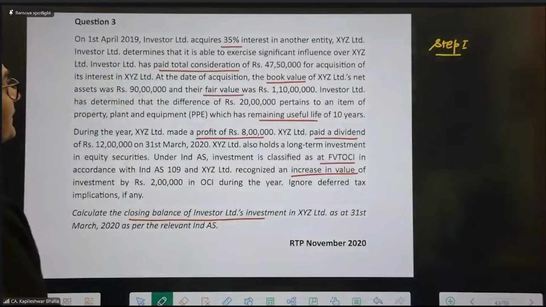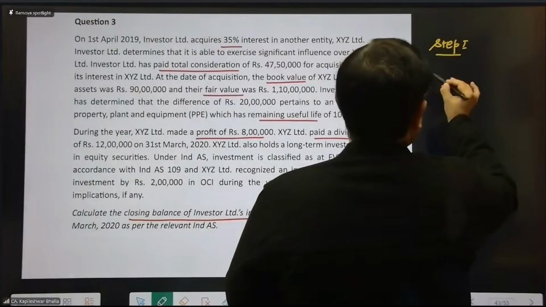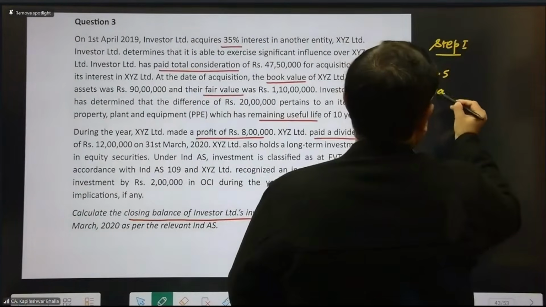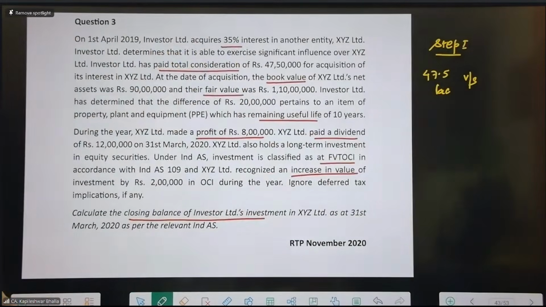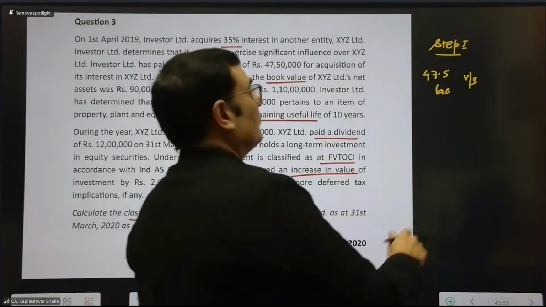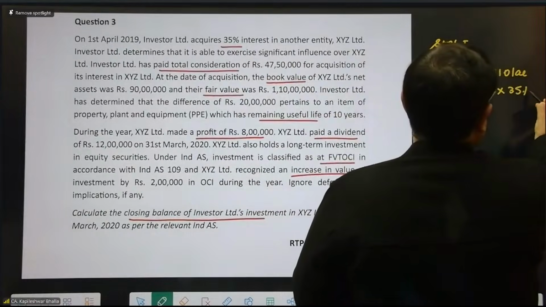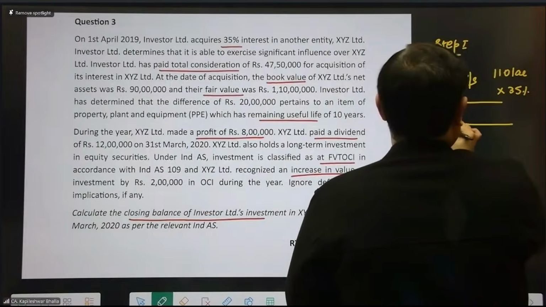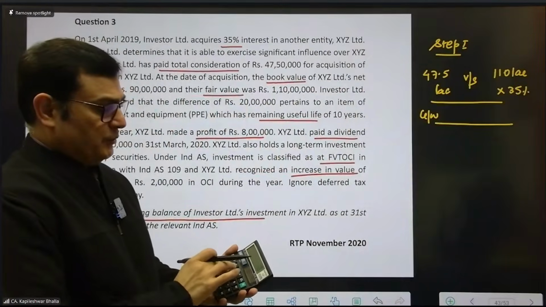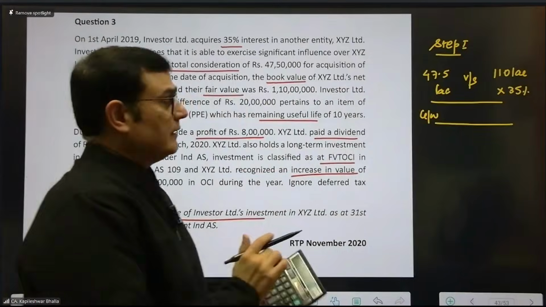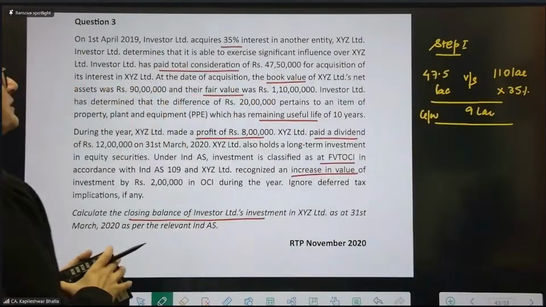Okay, now let's consider step number 1. What is my purchase consideration? 47.5 lakhs. Would you like to tell me, I compare this with what? 110. That's right. The fair value, that's 110 into 35% stake. Let's see what is the goodwill in this case. So 110 into 35% compared to this, I think it's 9 lakhs, right? So this is step 1.